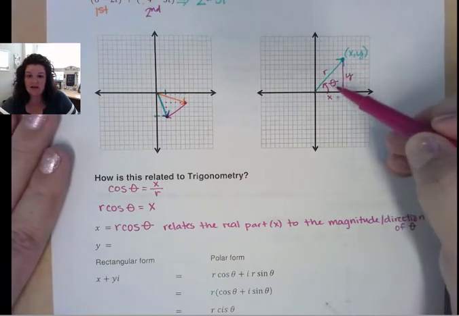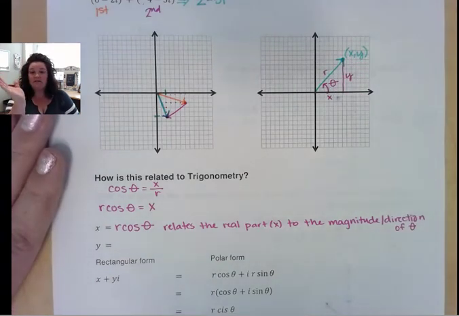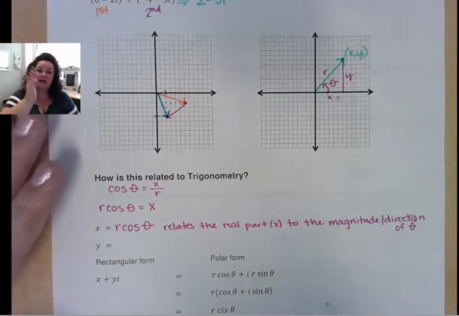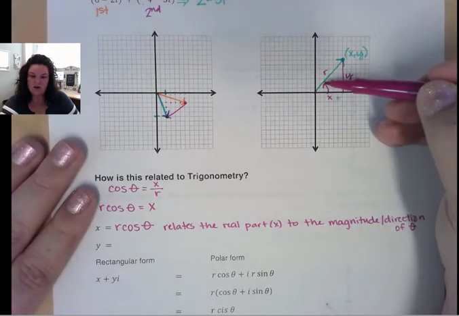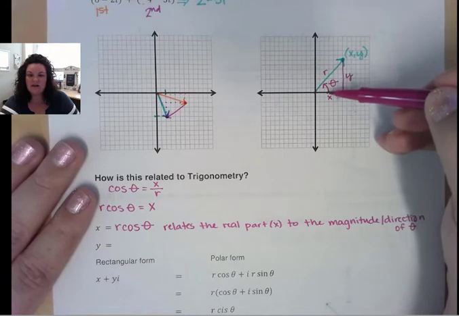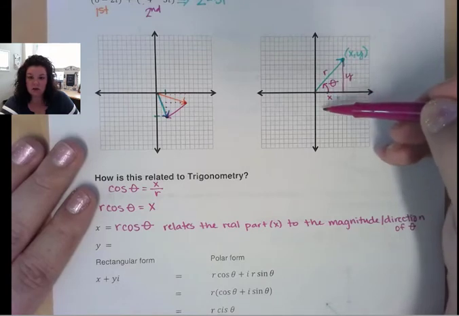Okay, so now we can express our x in terms of that radius or that vector length, and our theta, which tells us the direction. If it's a positive theta, we know we're going clockwise. If it's a negative theta, we're going, sorry, I said that backwards. If it's a positive theta, we're going counterclockwise. If it's a negative theta, then we're going clockwise.